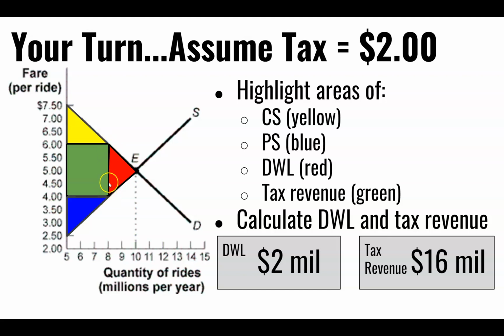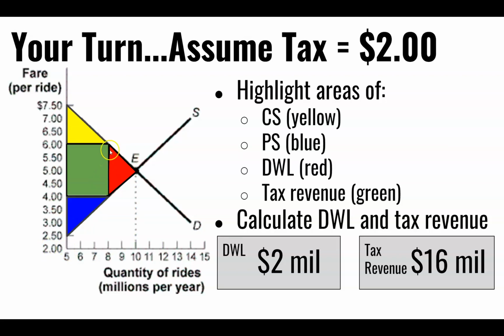So that tells me that there are going to be 8 million rides that are being given. Each is charged $2 per ride. So 8 million rides times $2 tax equals a $16 million tax revenue. And so that's what this rectangular area would come out to. Now keep in mind that the axis here is sort of broken. It stops at 5. It really should go to 0.